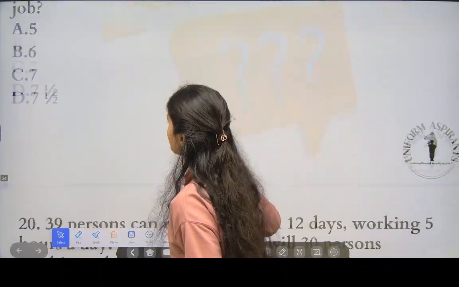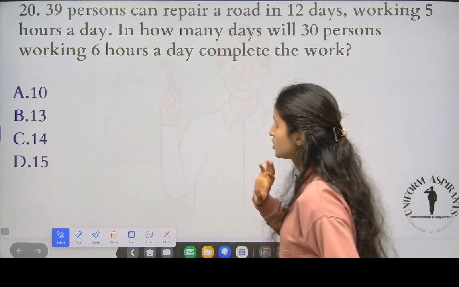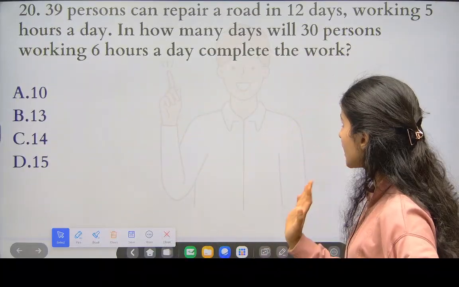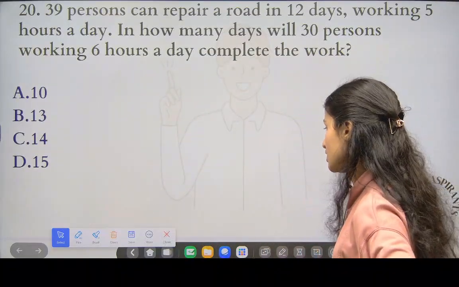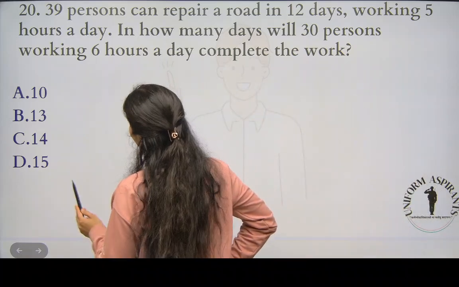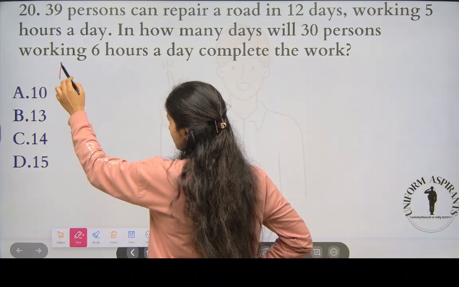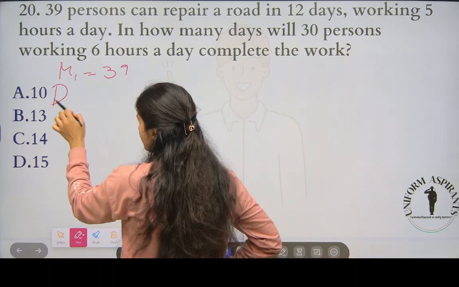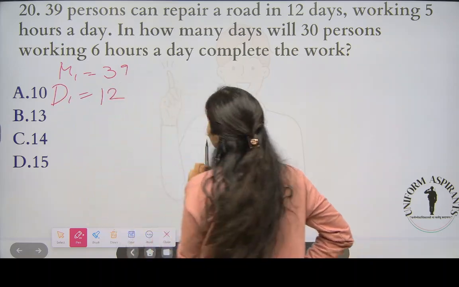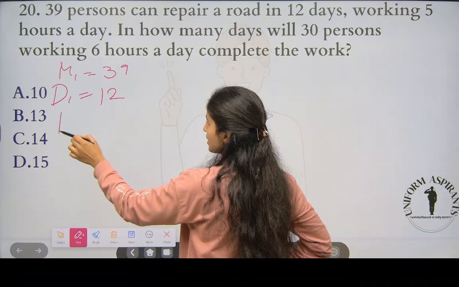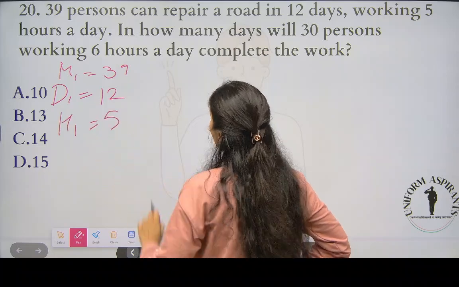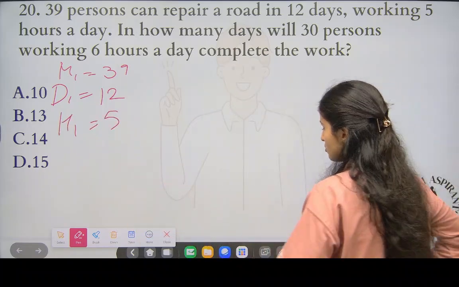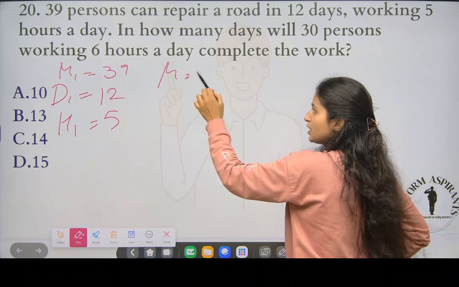Understand each question. Now see, 39 men can repair a road in 12 days. How many men are there? 39. Can repair a road in 12 days. How many days are there? 12 days. Working 5 hours. How many hours are there? 5 hours. No problem. In how many days will 30 men? How many persons are there?